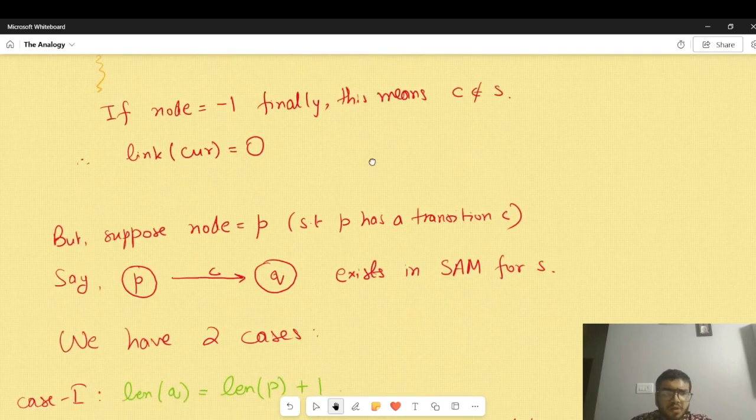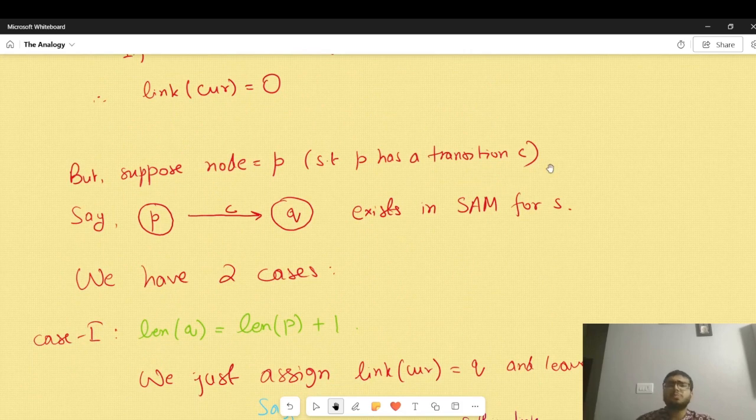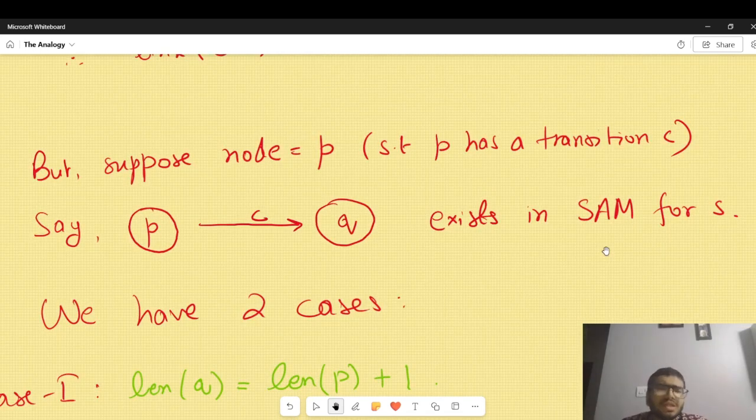as you can see here. Now suppose that this node is p, for some p in the tree, where p has a transition c to, say, a node q. Let's analyze what exactly this means and how we can relate cur's link through p. Now p is generated by going up the suffix link tree from last. This means that the longest string in p is a suffix of s. Let the longest string of p be x.